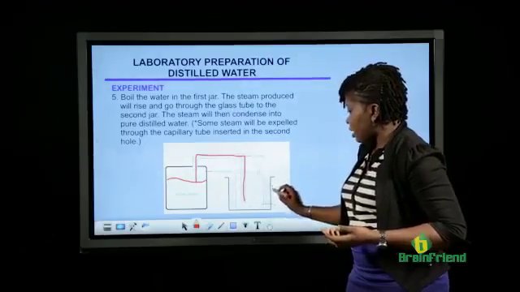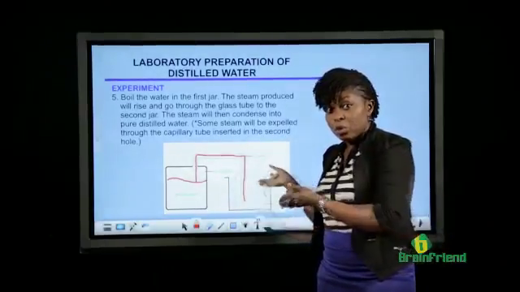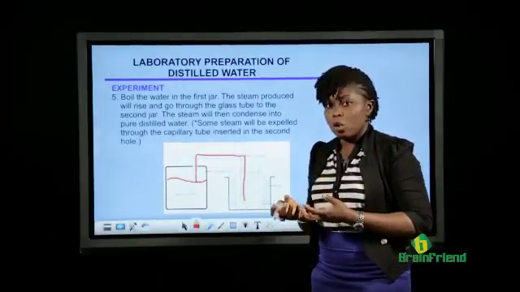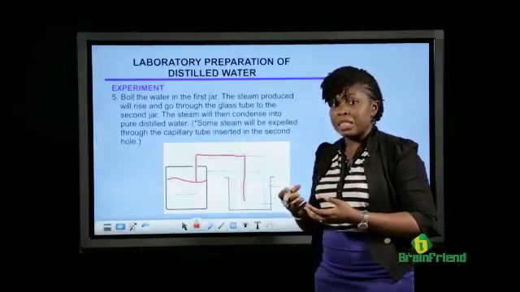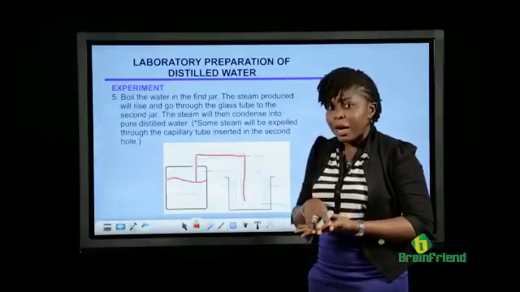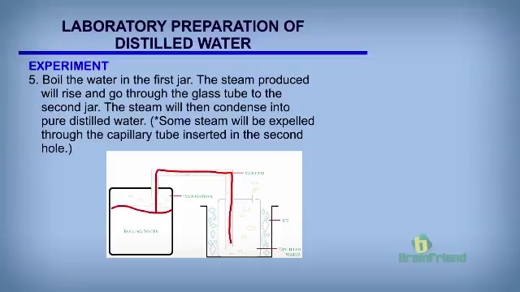Now, the work of this ice is to provide a cold environment for the steam to come into. It makes this second glass jar quite cold. And you know what happens to steam when it meets a cold body? It condenses back into the liquid form. So the idea is to make this environment quite cold so that when the gas or the water vapor goes into this second glass jar, it condenses back as liquid.